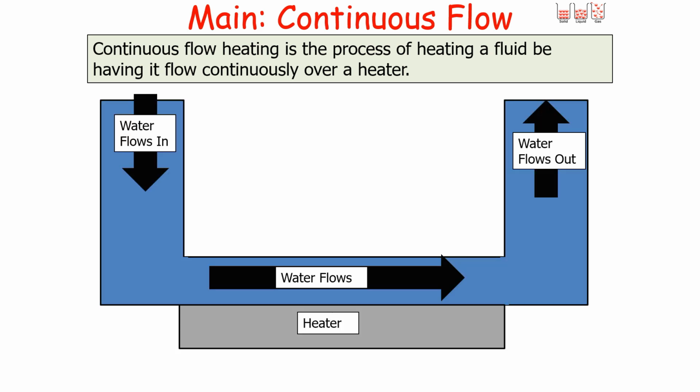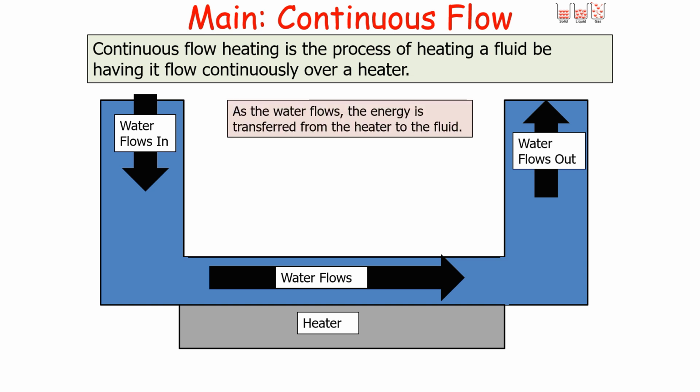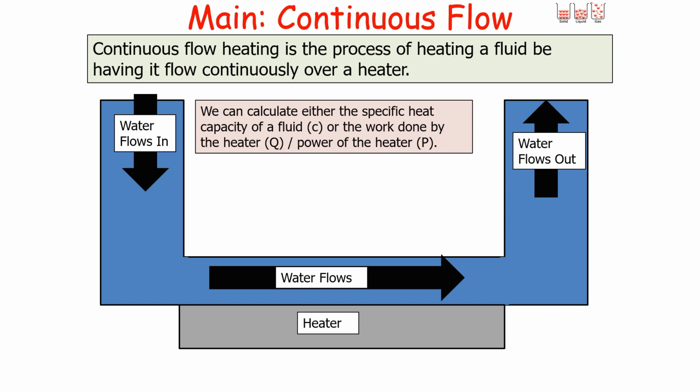So what you can see is that water flows into the substance. It then flows across the heater, and then the water flows out of the substance. Now, as the water or any fluid flows, the energy is transferred from the heater to the fluid. We can therefore calculate either the specific heat capacity of the fluid, the work done by the heater, or the power of the heater.